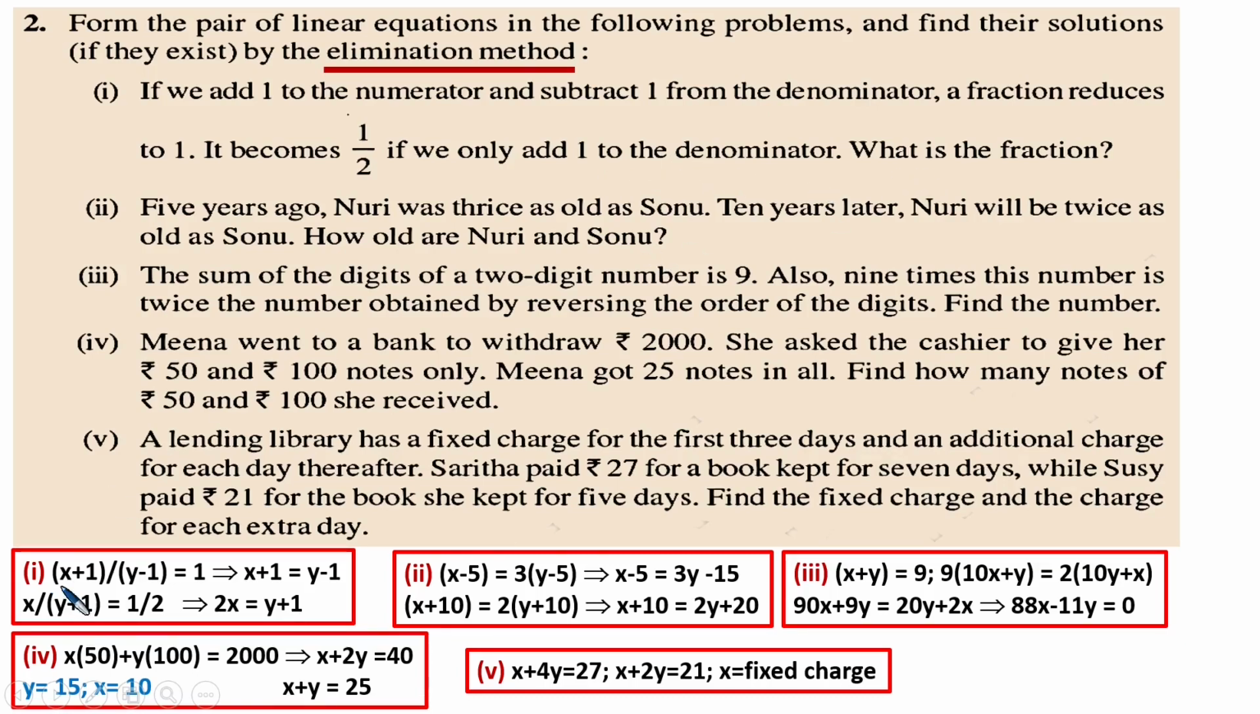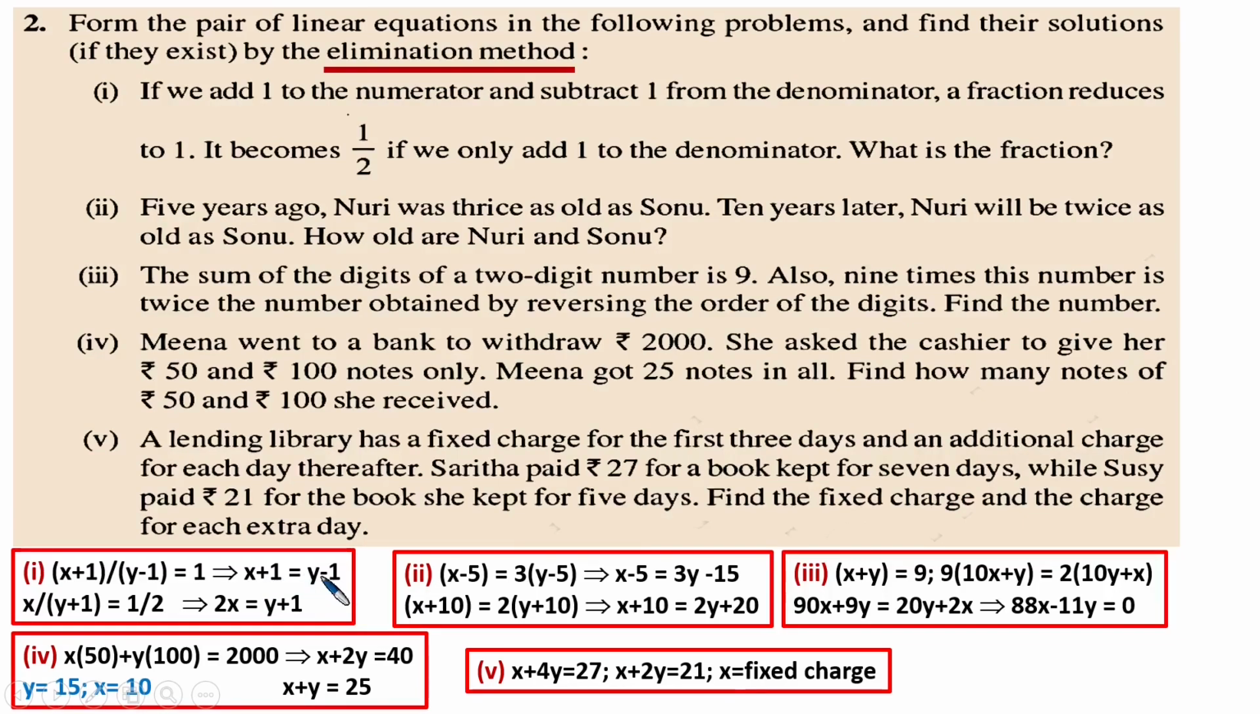What is the fraction? So here I have written x, this is the numerator, and y is the denominator. If you add 1 to the numerator and subtract 1 from the denominator, you get 1. So this is one equation, and it becomes half when only 1 is added to the denominator. Okay, just go through it. So you have now two equations. So how do you find the value of x and y?